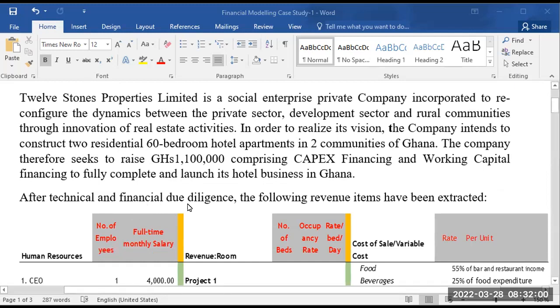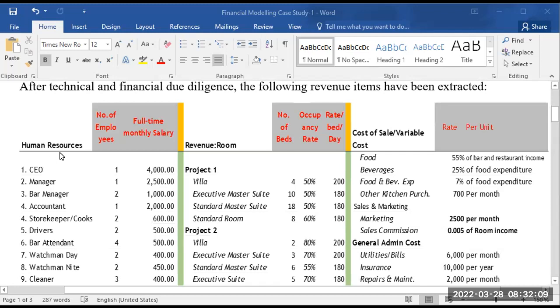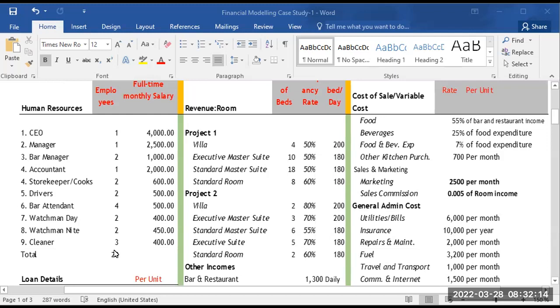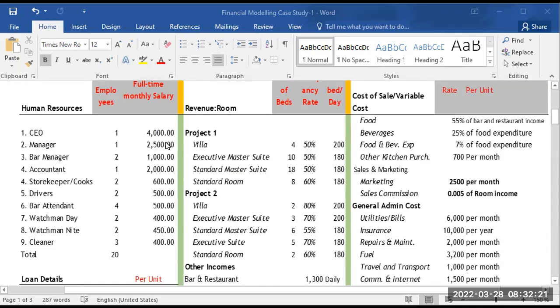After technical and financial due diligence, the following revenue items have been extracted. Here they are. This is information on human resources, the number of people employed. You can see there are 20. And this is how much the CEO is taking, 400 cedis, full-time monthly salary. Manager is taking 2,500. The bar manager is taking 1,000. Accountant 2,000. Storekeeper 600 cedis. And up to the cleaner, we have 400.